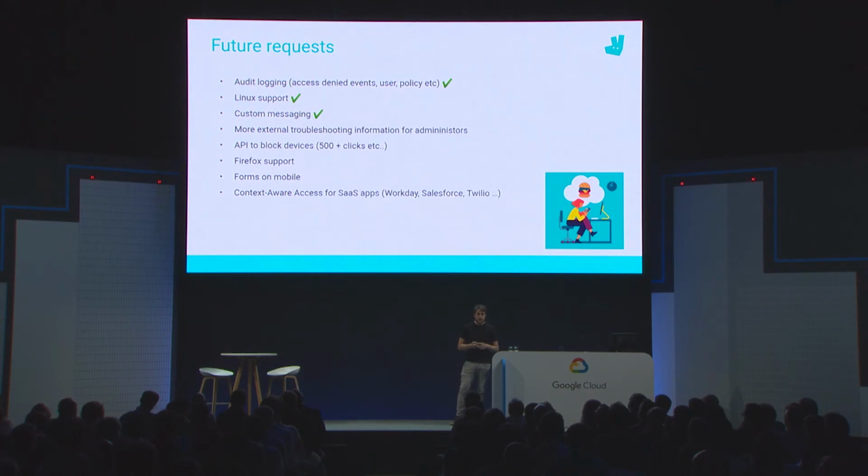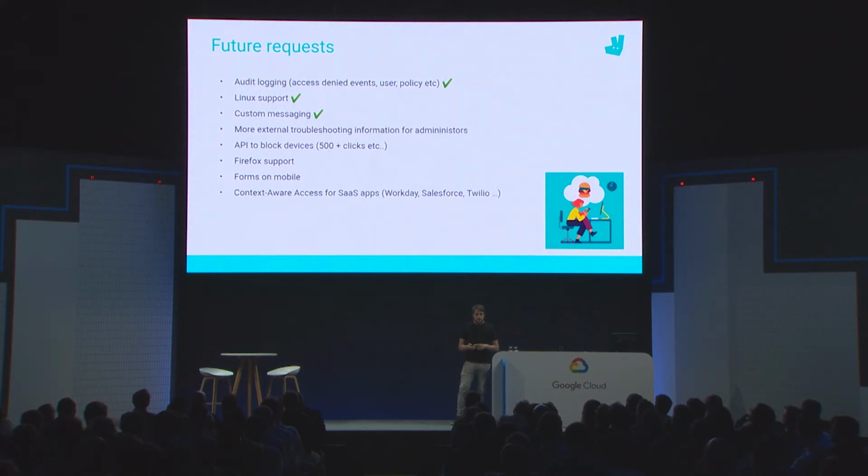So future requests from our side: a few of them are already done, which is great. We wanted some more audit logging capabilities around the access denied events, information around the users, and the policies that we were enforcing and what was not working. Linux support: we still have a range of engineers that use Linux, so we wanted to bring context-aware access to them as well. Custom messaging: you would have seen on Gagan's demo earlier the custom messaging that was provided. Before that wasn't there, so we couldn't tell them to, hey, go to this Slack channel. So we had to rely on other comms even more to get the right engagement from our users.